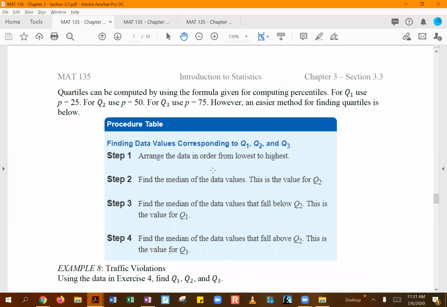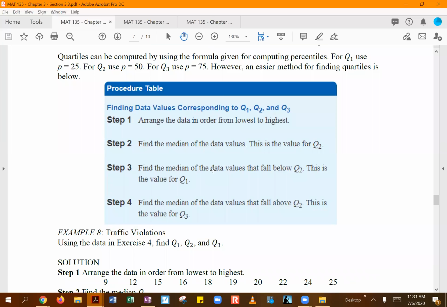As I was mentioning last time, you can use the same calculations we did for finding percentiles to find these quartiles. You would just need to make P equals 25 for quartile 1, P equals 50 for quartile 2, and P equals 75 for quartile 3. Or you can use this procedure table over here, which might be a little bit easier than using the percentile formula. Same thing, we would still need to arrange our data in order from lowest to highest. That would still be a requirement here.